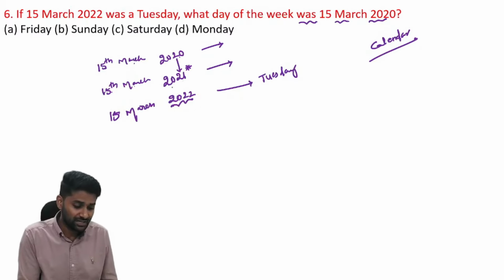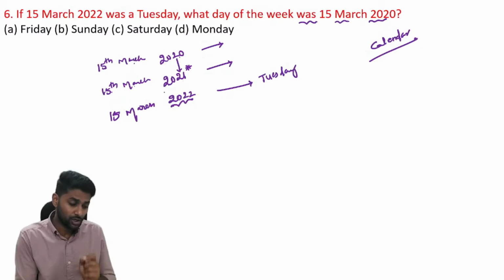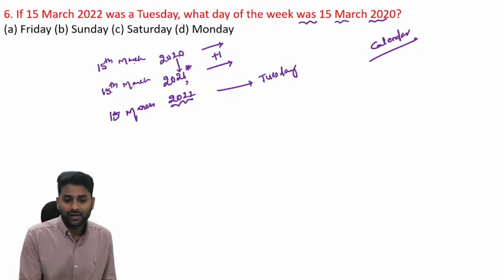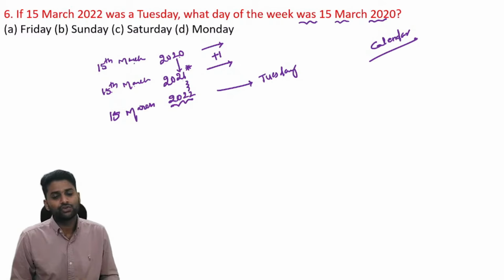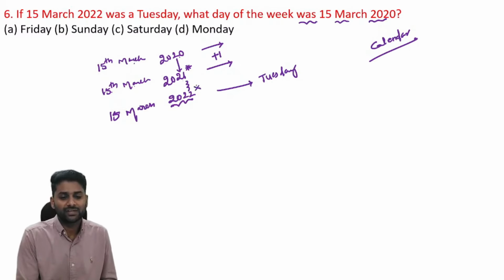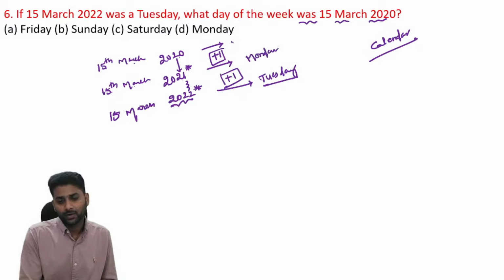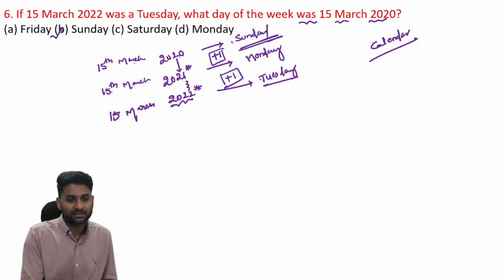Running calendar is 2021 means 2021 is non-leap year. Non-leap year means calendar is just shifted 1 day. Next one, from 2021 to 2022, running calendar is 22. Again, it is non-leap year. Non-leap year, again it is moved only 1 day. So from here to here, total calendar is shifted only 2 days. If it is Tuesday, definitely this is Monday. According to the question, answer is Sunday. Sunday is the correct answer.